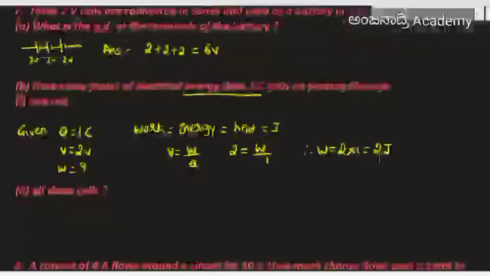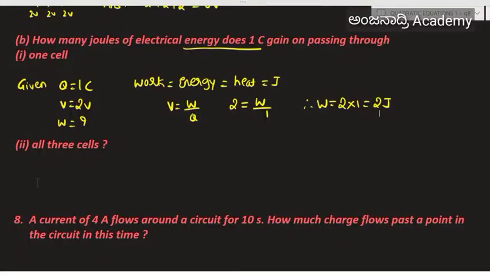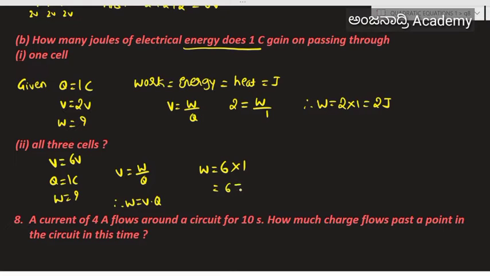When all the 3 cells are used, what is the potential difference? 6 volt. And what is the charge given here? For 1 coulomb only he is asking. We have to find work done. We know that V is equal to W by Q, therefore W is equal to V into Q. V is 6 volt, and Q is 1 coulomb. 6 into 1, that is 6 joule. W is equal to 6 joule is the answer for the given question.